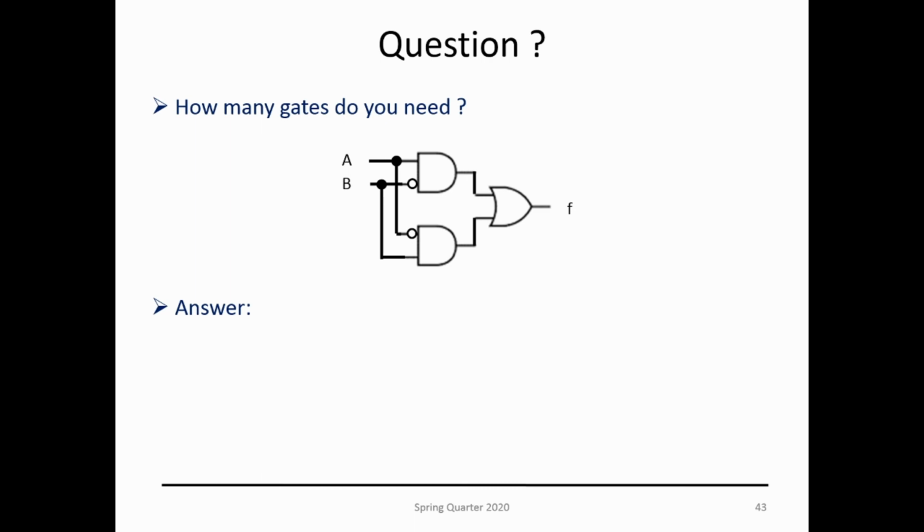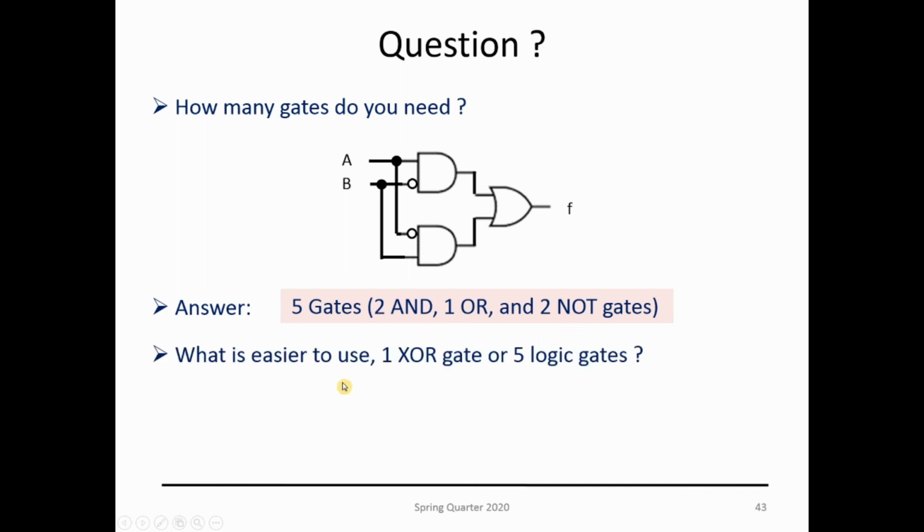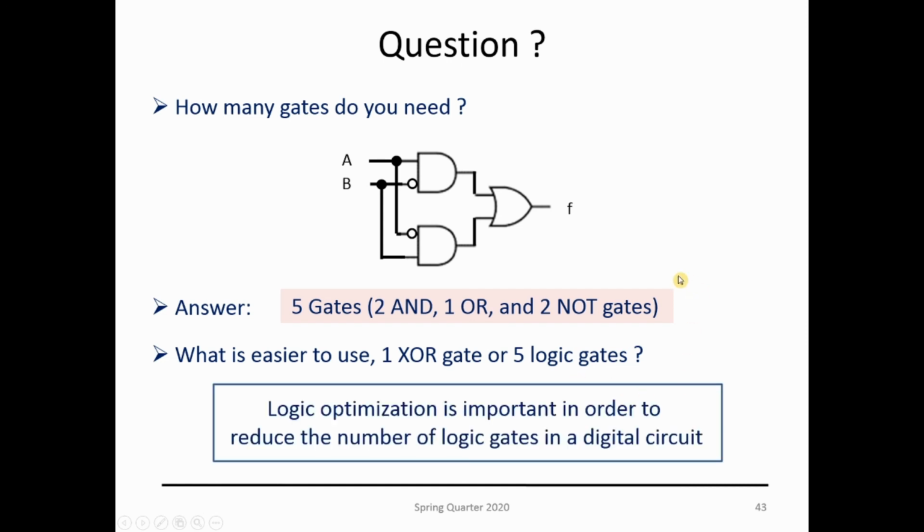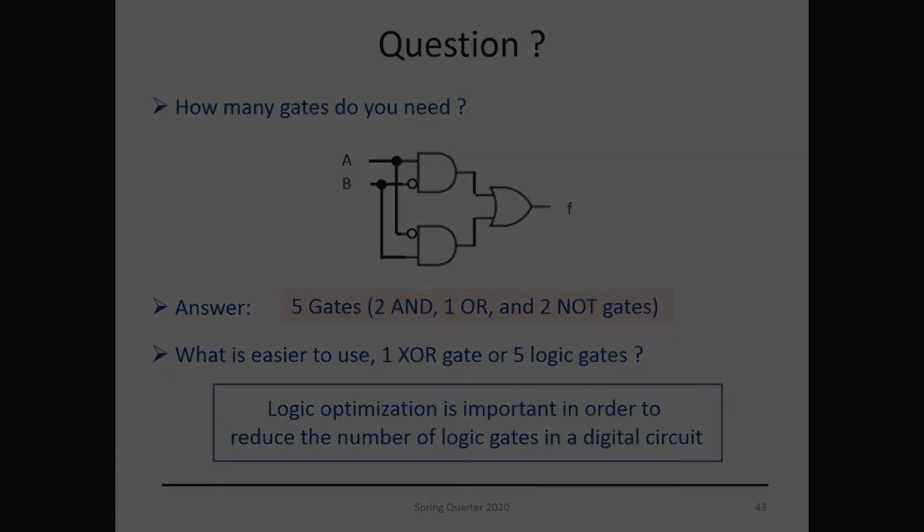How many gates do I need? 1, 2, 3, 4, 5 gates, using 2 ANDs, 1 OR and 2 NOTs. What's easier to use, 1 exclusive OR gate or 5 logic gates? So logic optimization is important in order to reduce the number of logic gates in a digital circuit, and that's what we're going to spend time on this week and next week, kind of massaging the circuit so you can have the simplest circuit possible.